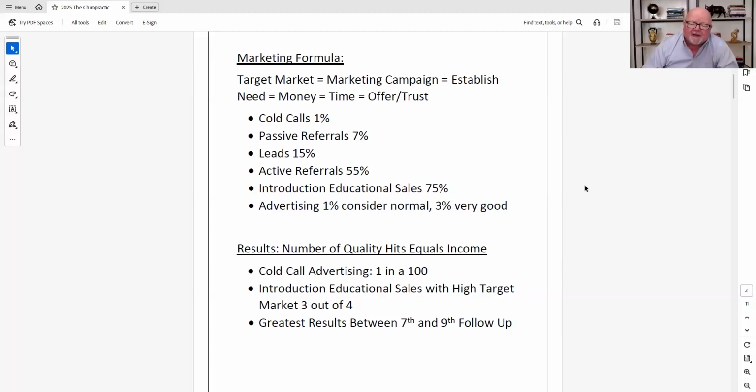And then remember, advertising, normal is considered 1%. When you get a 1% return on your advertising, that's considered normal. If you get 3%, that's considered good. So in other words, you advertise to 100 people, it's average to get 1. So usually the cost doesn't work out. And I give an example with this.